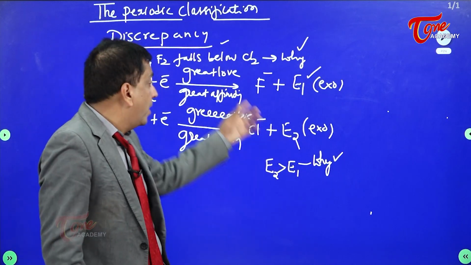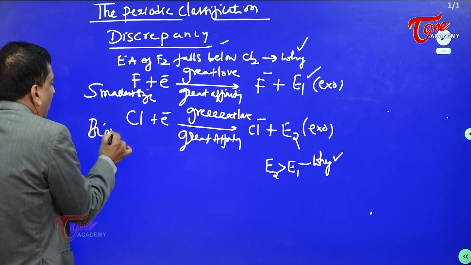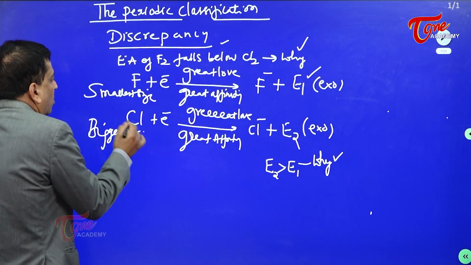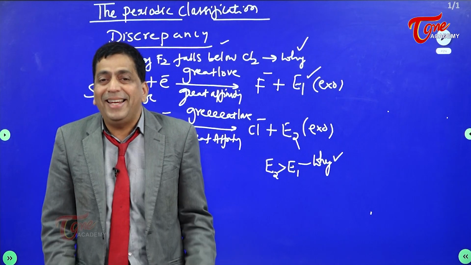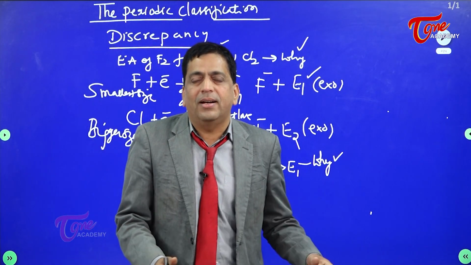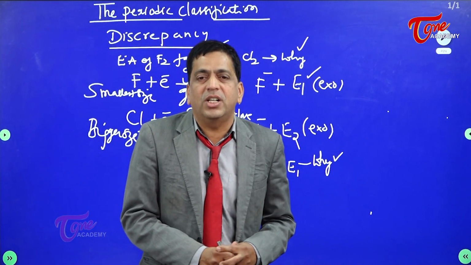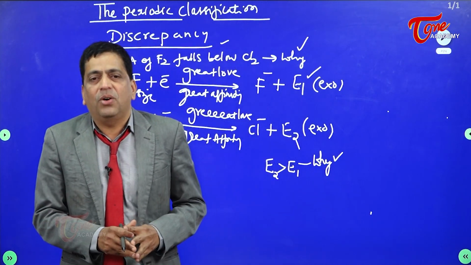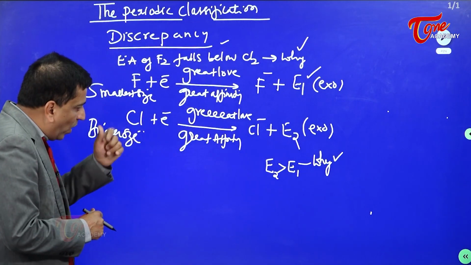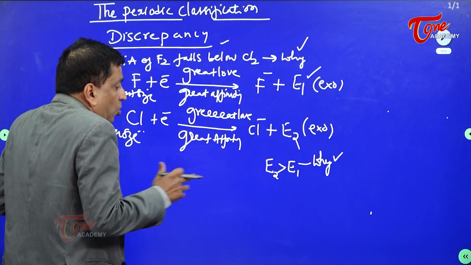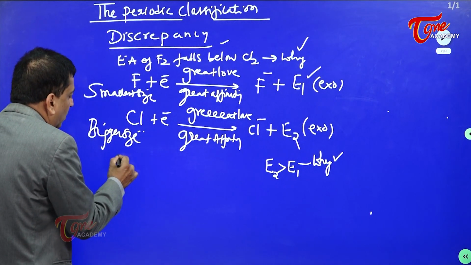Here is an explanation given to you. You can see both are great lovers. In fact, chlorine has a bigger size compared to fluorine, yet E2 is greater than E1. In fact, chlorine has the highest value of electron affinity in the entire periodic table. You must understand that. If that is the case, why should such a thing happen? Let us analyze this. Look into the reason.